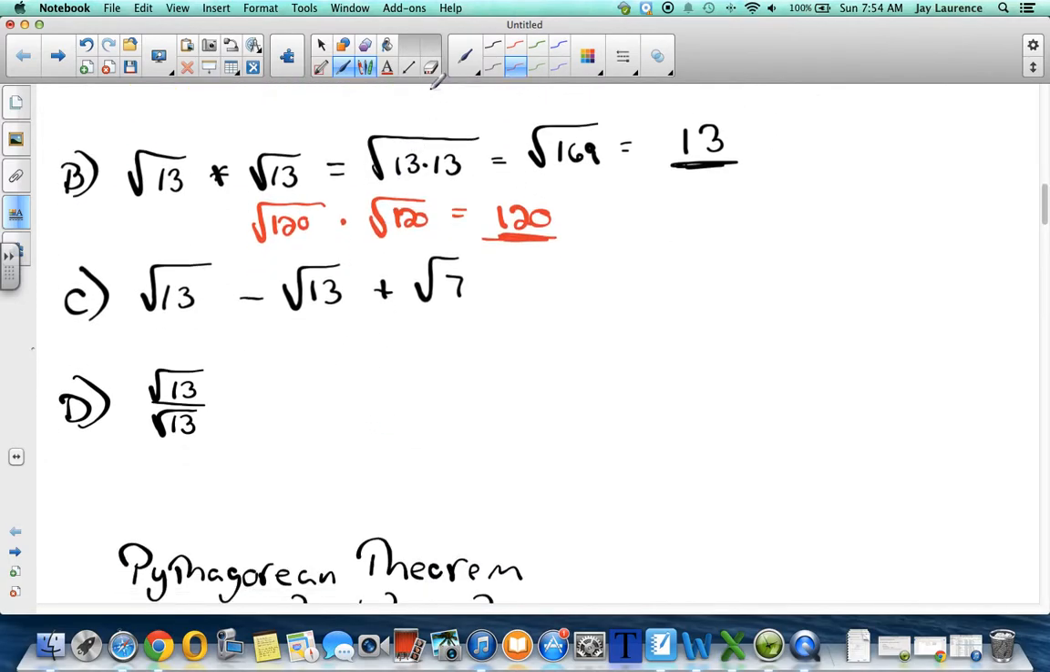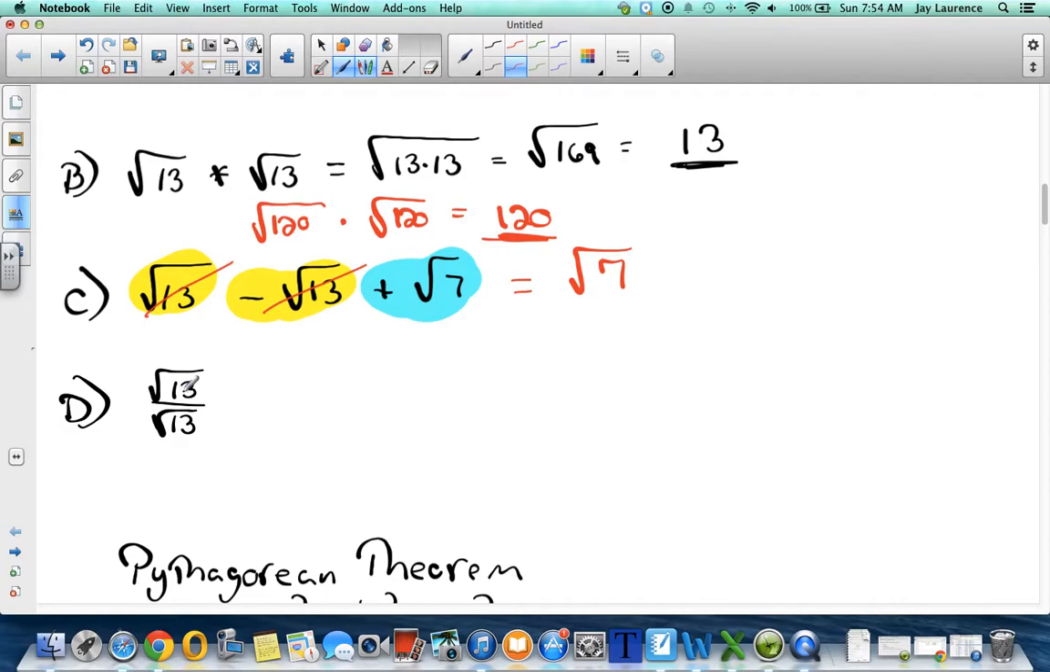All right, coming down here, rad 13 minus rad 13 plus rad 7 looks like a like term situation to me. So I'm going to highlight the rad 13 and highlight that one. And then this one isn't a like term. I'll do him in his own color. And I think these two are going to cancel each other out. Yeah, so the answer here is just going to be rad 7.